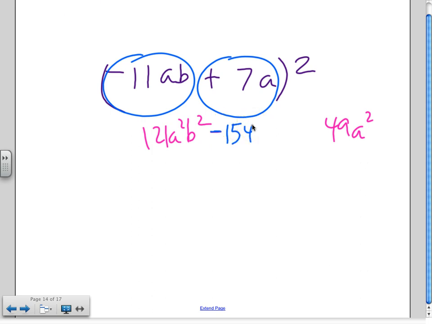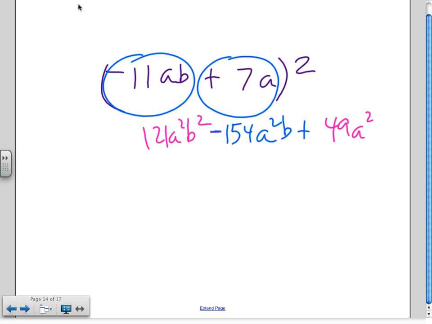Now here's the tricky part: a squared b. Very good. How is it a squared b? First of all, when you multiply, what is a times a? A squared. There's no b squared. There's no b besides the one, so it's just b. Now, this is the part where I said this.